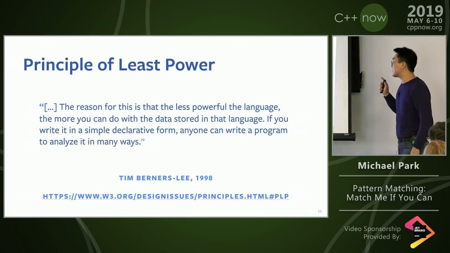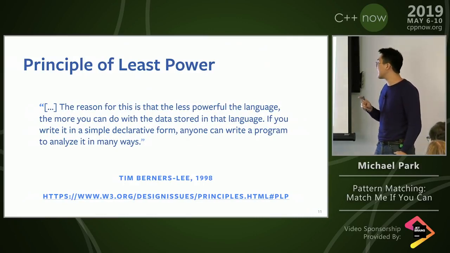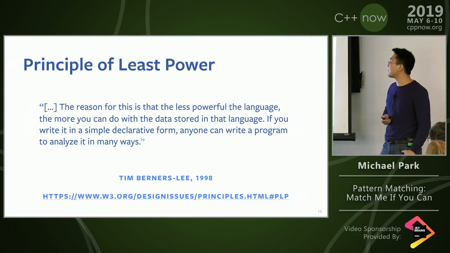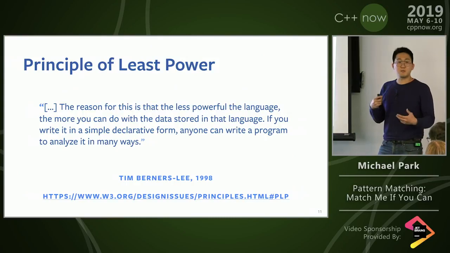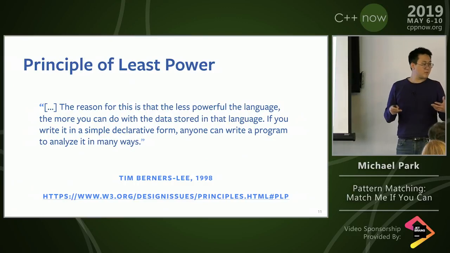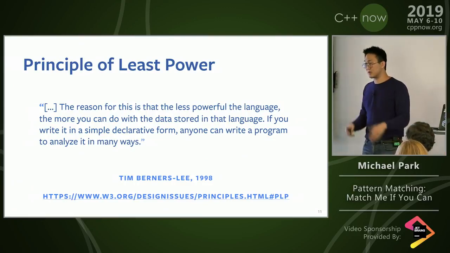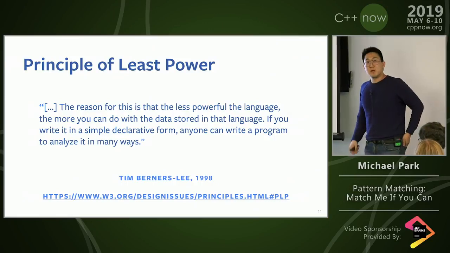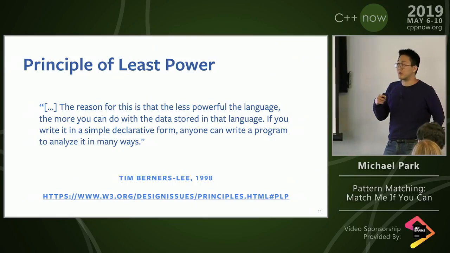So the second half of this is, the reason for this is that the less powerful the language, the more you can do with the data stored in that language. If you write it in a simple declarative form, anyone can write a program to analyze it in many ways. And so often, the program analyzing your program is the compiler, right? So oftentimes when you hear stuff like, oh, we can optimize better, that means there's more data in your program to leverage.